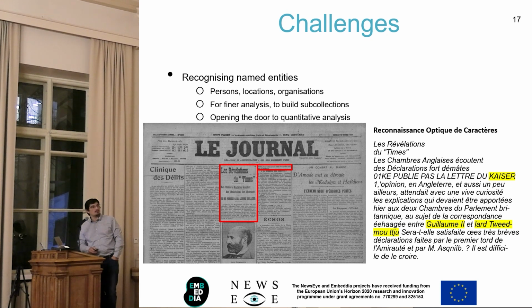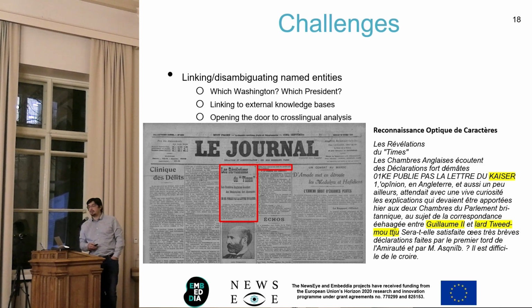So typically it is Kaiser and Lord Tweedmouse here. So we want to find them, we want to find that they are persons. And in fact, we want to do a bit more. We want to disambiguate these named entities. We want to know, typically when you have Washington, you want to know, is it the city, is it the state, is it the person, is it the president, is it someone whose first name is Washington?